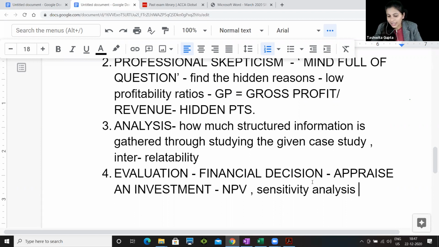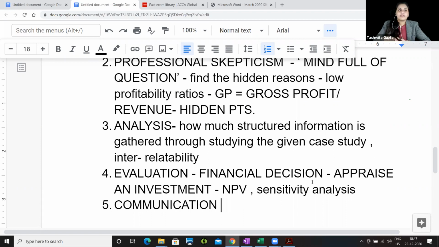Then the fifth and the last one is basically your communication. So communication is nothing but the way you present your answer in the form of PPT, in the form of report, in the form of your emails. So whether you use the correct format or not, that is basically your communication skill. So this is all about my professional skills marks, 20 marks available. And this is a 4-hour exam where we have to manage our time. How to manage our time, we'll discuss that now.